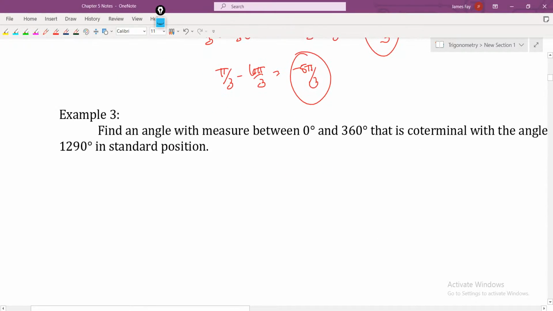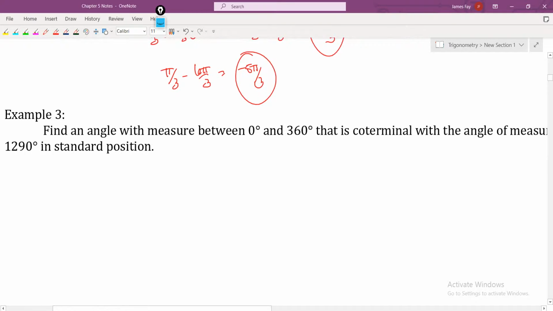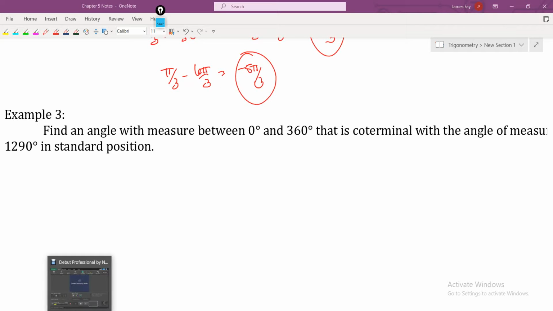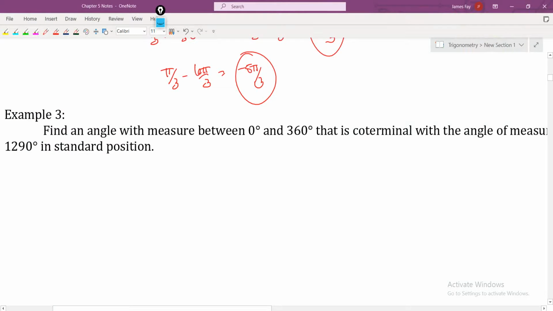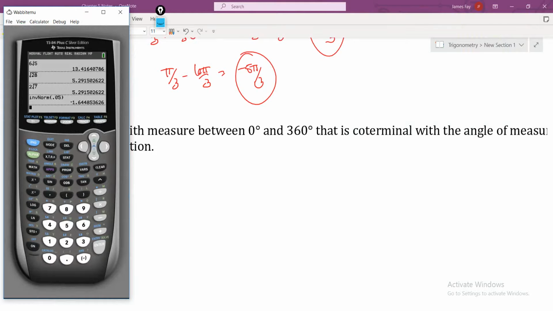Okay. Here, in this example, it's kind of similar to that. It says find an angle with a measure between 0 and 360 degrees that's coterminal with the angle of measure 1290 in standard position. I think the easiest way to do this is, we now know what our angle is that we're looking at, 1290.